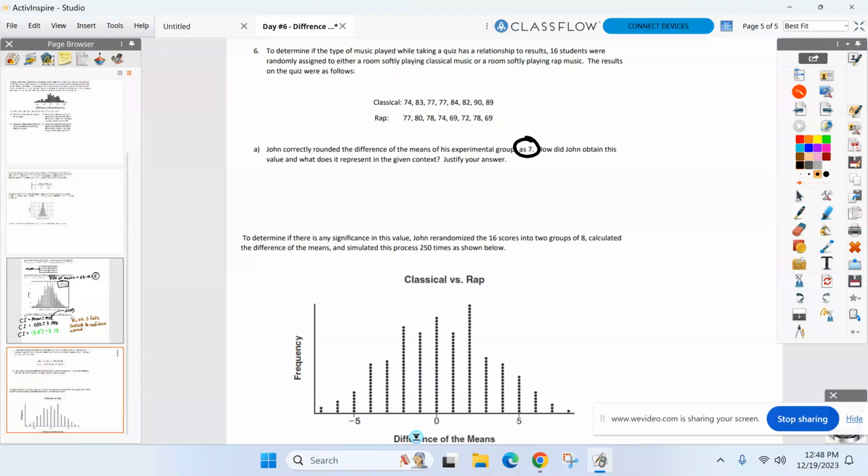So that's our number. Like 5 was in the last one, 7's our number now. How did John obtain this value? And what does it mean as far as the problem goes? Well, how did he obtain this value? He subtracted the means of classical and rap.